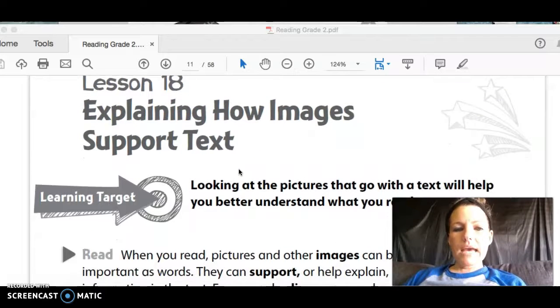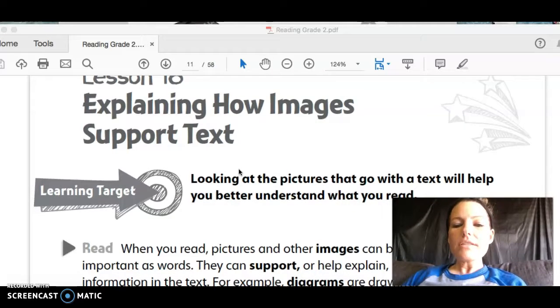Our objective today is to be able to understand what images or illustrations can tell us about the text. Because we can get all types of clues and great information just by looking at the photographs or the illustrations of a piece of text.